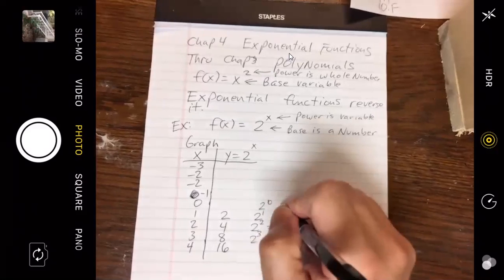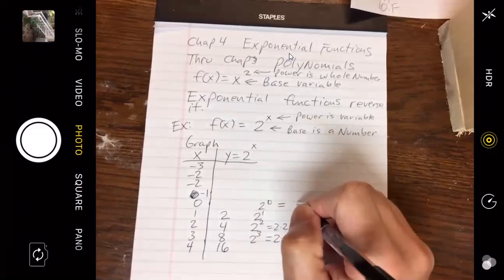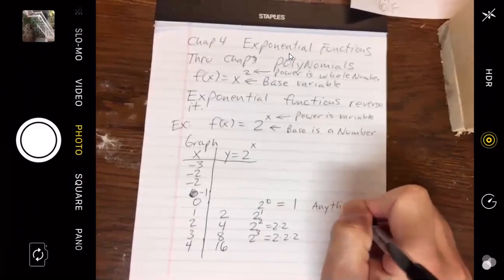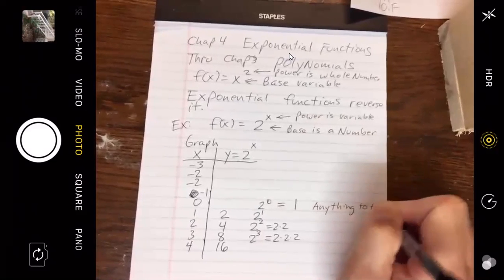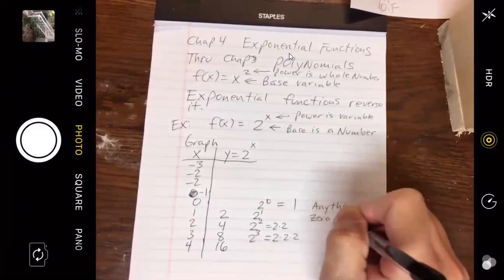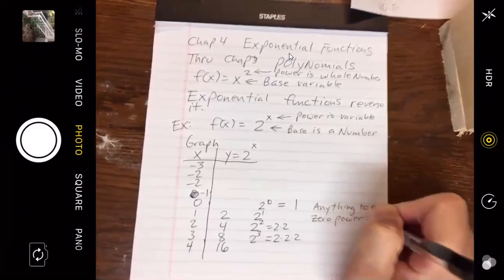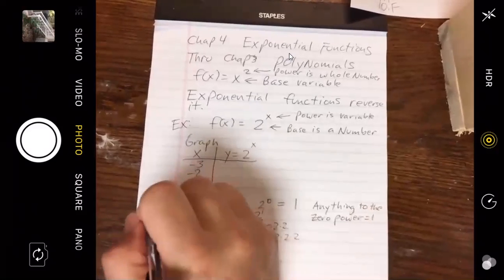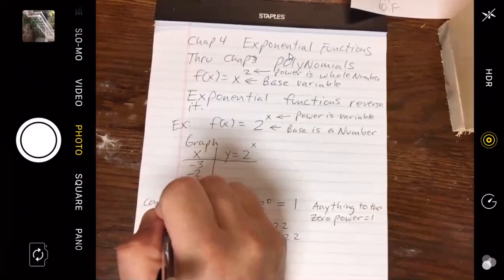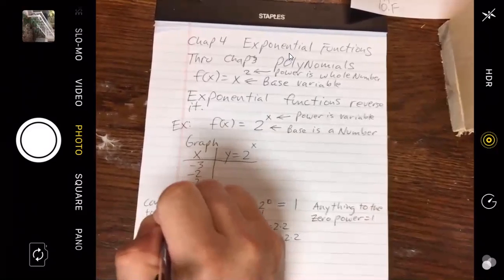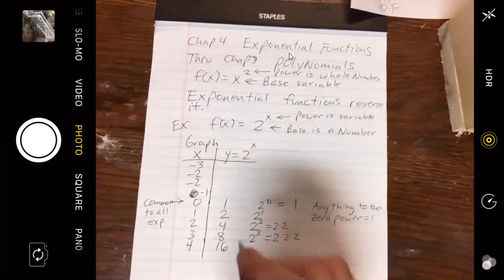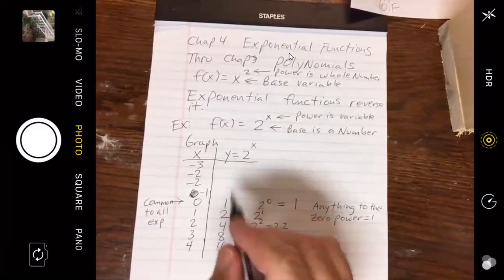2 to the 0, I hope everybody remembers, is 1. Anything to the 0 power equals 1. This is common to all exponentials. Three to the 0 would be 1, 4 to the 0 would be 1. So it doesn't matter what the base is, 0 power, you're getting 1.